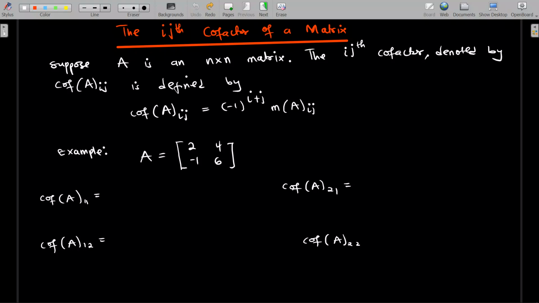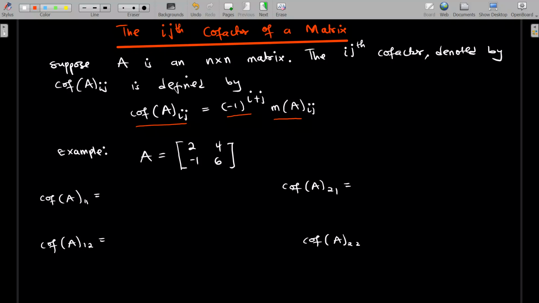So the ij cofactor of a matrix, how do I define that? Suppose A is an n by n matrix, that's a square matrix. Then the ij cofactor, denoted by cof aij, is defined by (-1) to the power of i plus j, times the minor of aij. I talked about the minors before in our previous lesson.